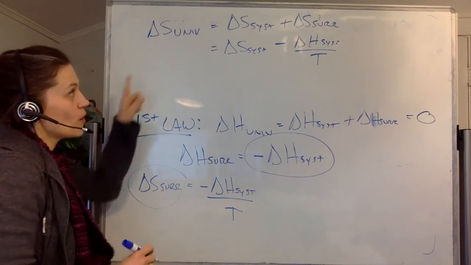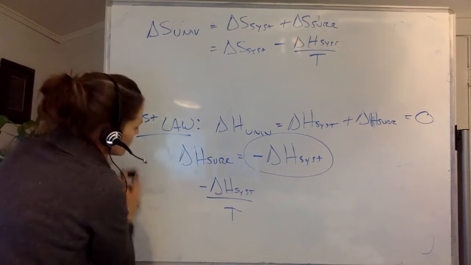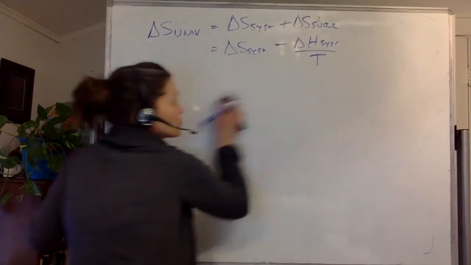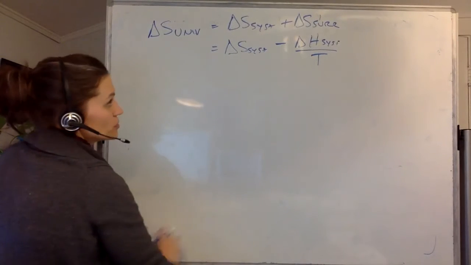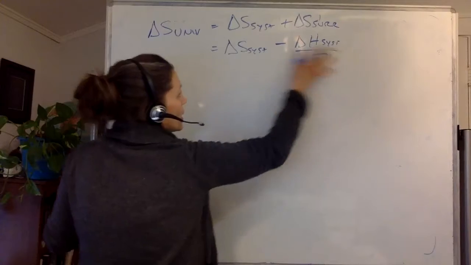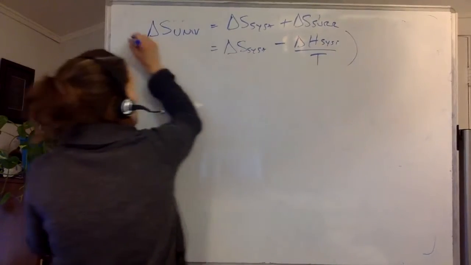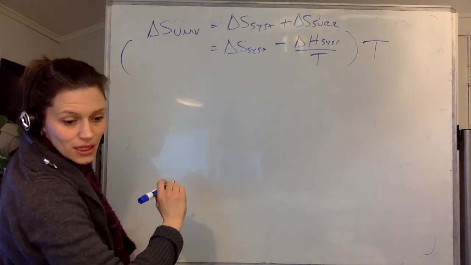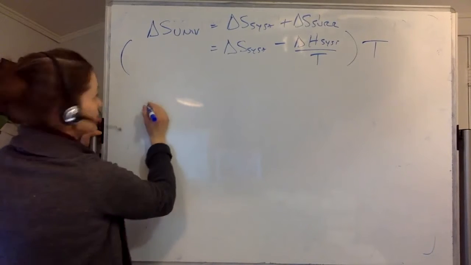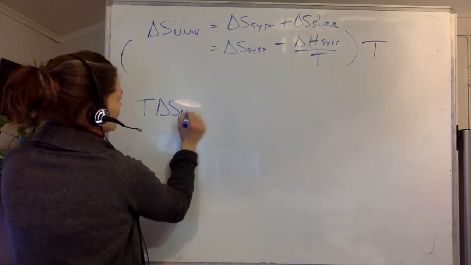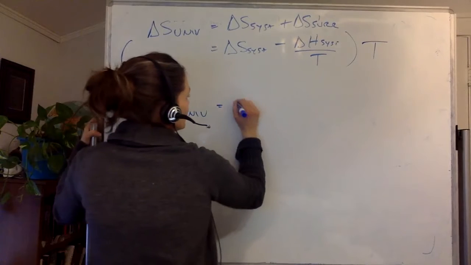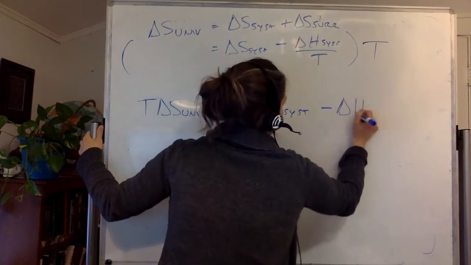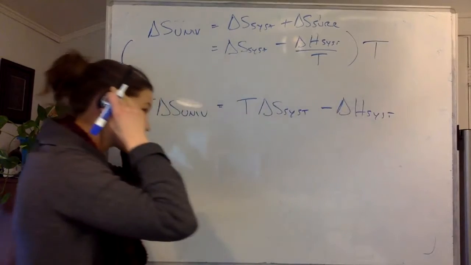Okay, so I want to clarify this a little bit more. I've got this inverse temperature on the right-hand side under my delta H of my system. So what I'm going to do is multiply this whole thing by T, and you'll see why in a second. So this becomes T delta S universe is equal to T times delta S of my system minus delta H of my system.